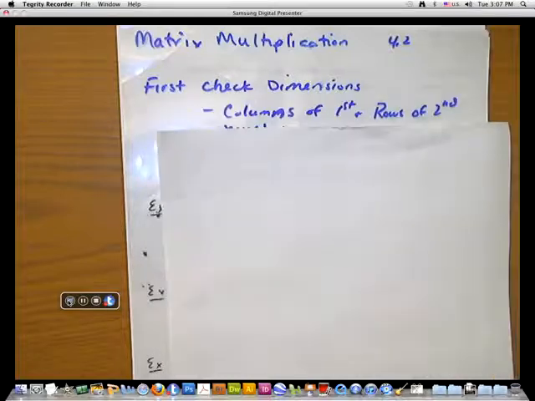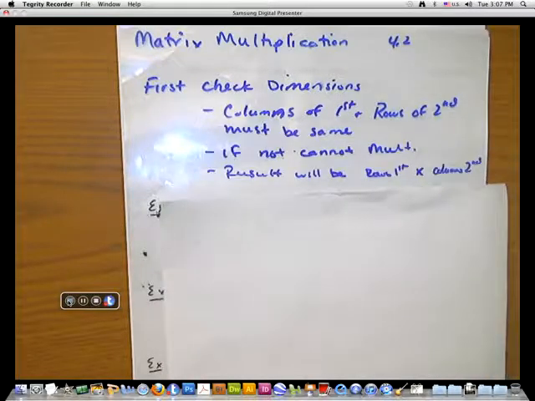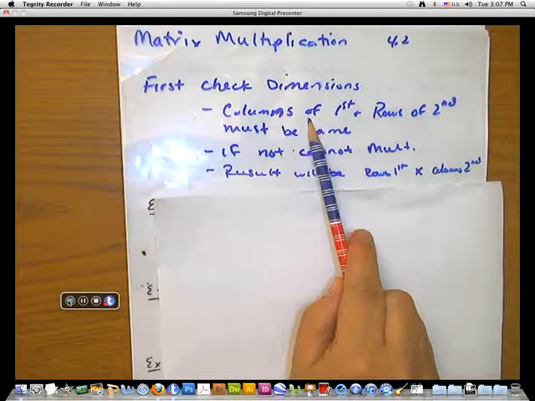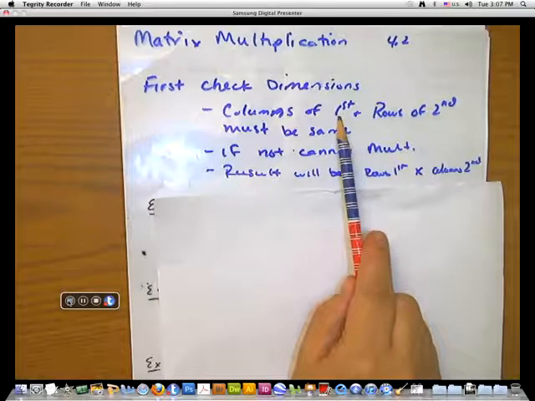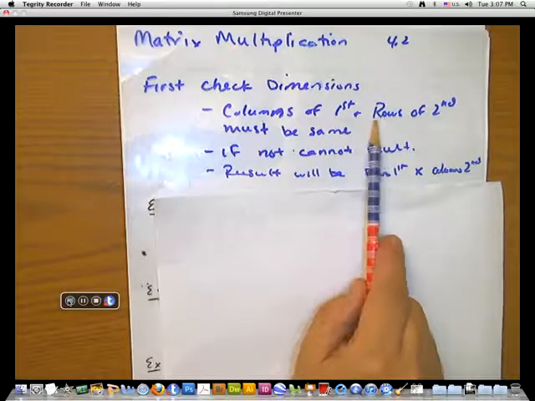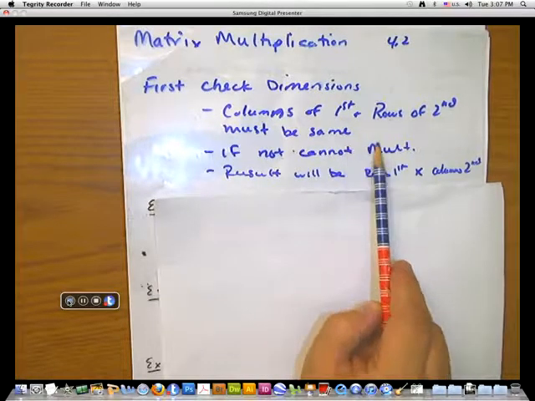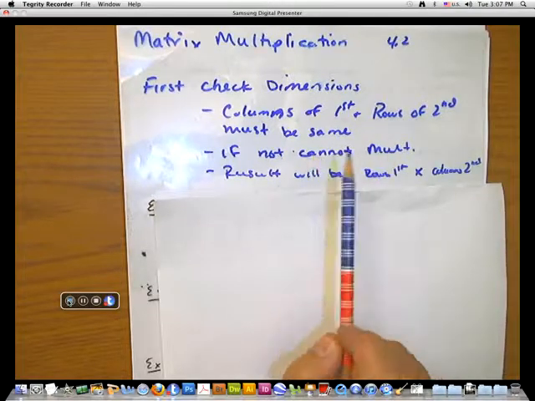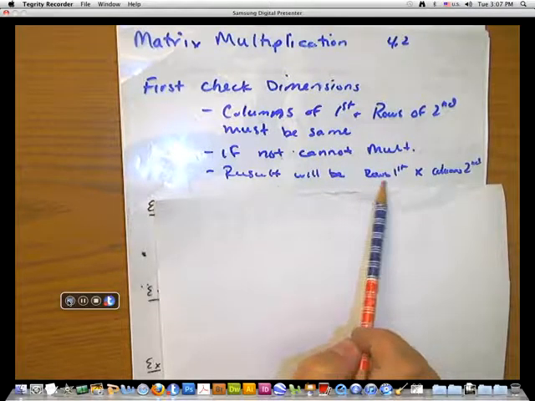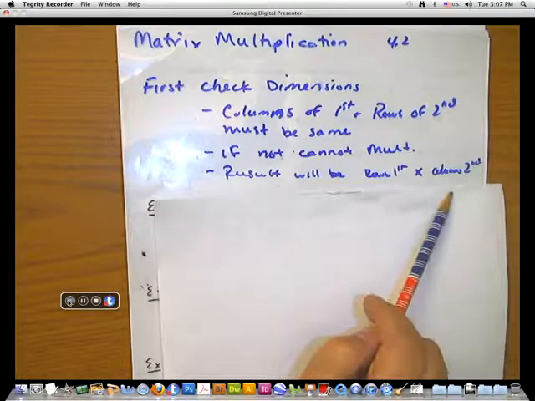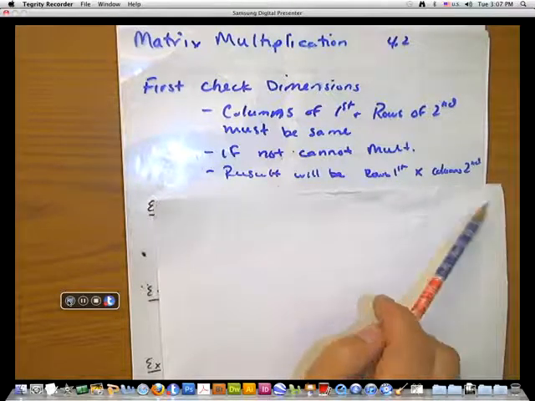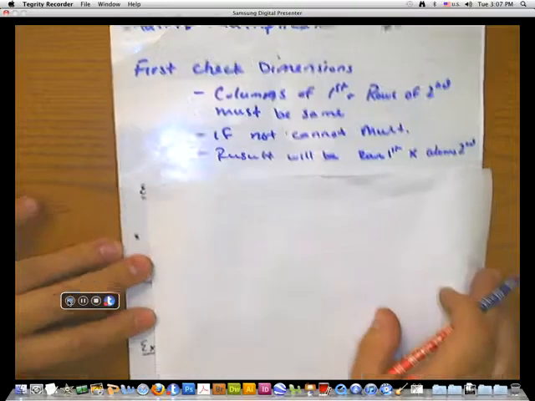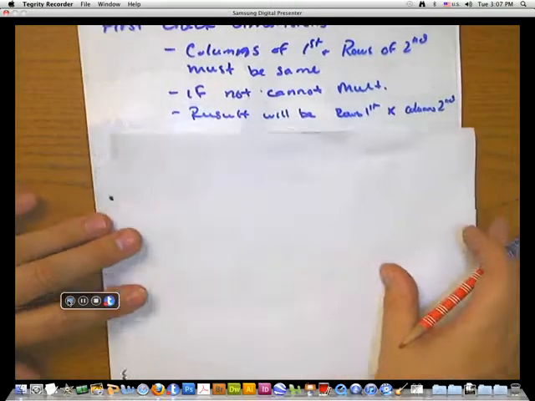What has to happen is that when you are checking for dimensions, the columns of the first matrix and the rows of the second must be the same. If they're not, you cannot multiply. The result will be the rows of the first and columns of the second. So what does that really mean?